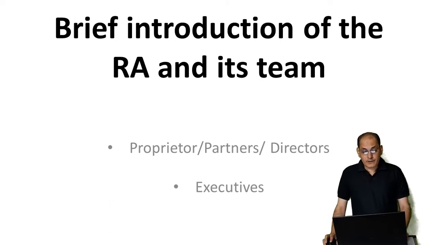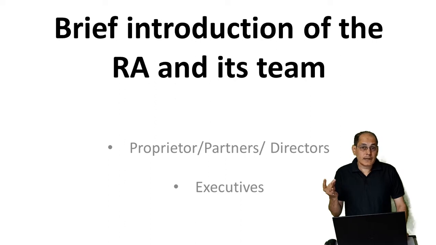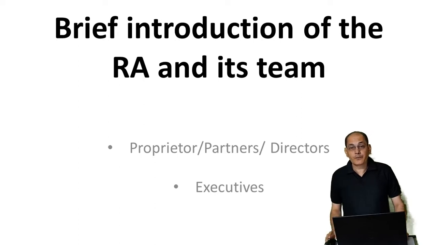Next is a brief introduction of the research analyst and its team. There are three types of organizations. One is proprietary concern, then there is LLP or partnership firm, or a company. Based on that, you need to mention the directors or the partners or the proprietor. Next part comes executives. In executives, you will have to mention the names of the employees who have worked on this report.